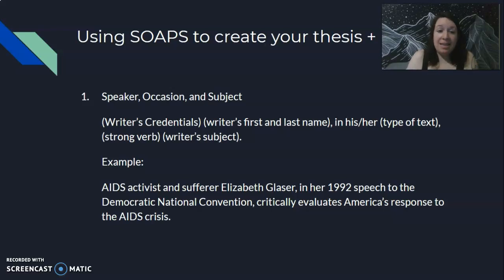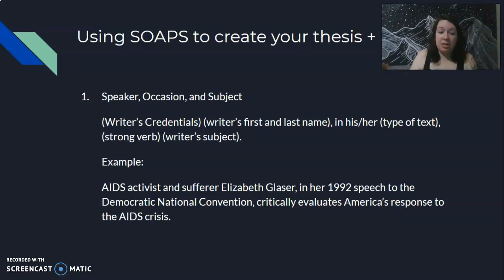So the first step is to take the speaker, the occasion, and the subject, and I've broken it down for you here in a little bit more detail, and then I've written an example for you based on the AIDS speech that we read from Elizabeth Glazier, the DNC speaker. So you take the writer's credentials, which in this case would be AIDS activist and sufferer. Then you take the writer's first and last name, so Elizabeth Glazier, and his or her type of text. That would be, in this case, her 1992 speech to the Democratic National Convention.